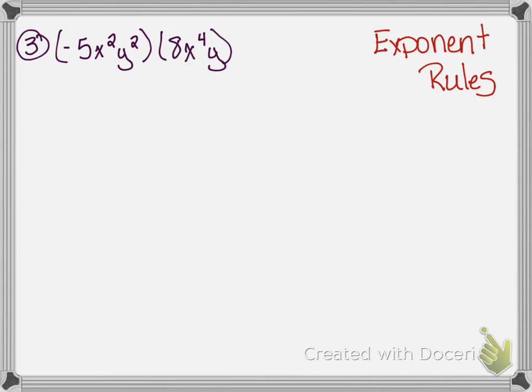What I do first is I look at my numbers. I've got -5 times +8. That is -40. See, my brain was just a little bit ahead. -5 times +8 is -40.